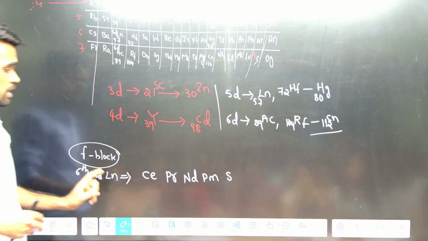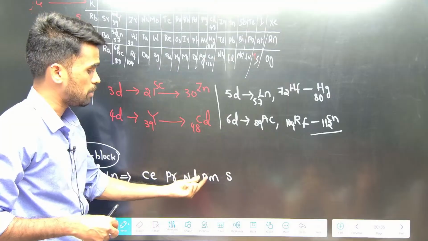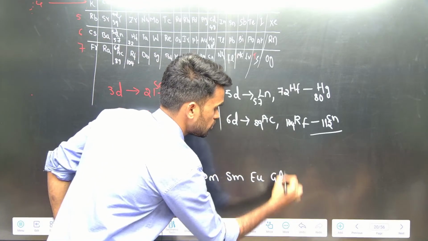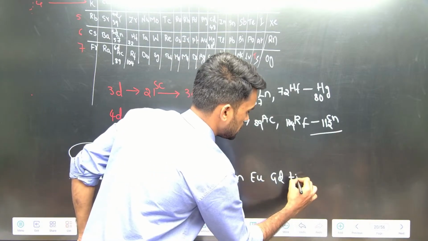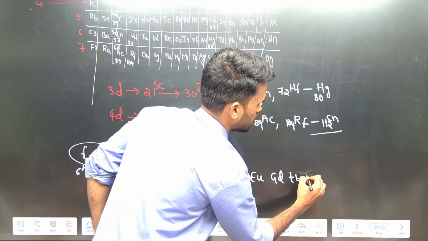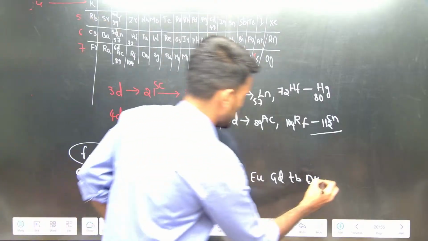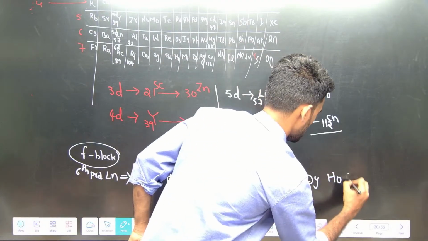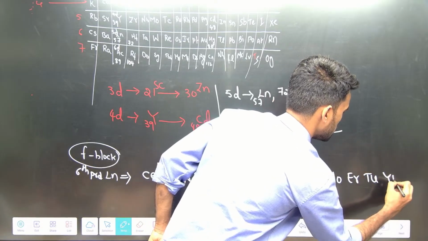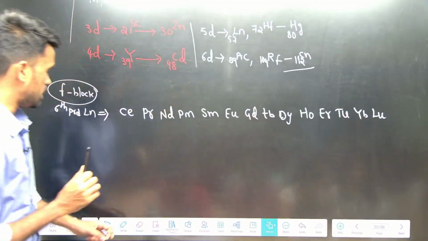Okay, now follow me here. So cerium, praseodymium, neodymium, promethium, samarium, europium, gadolinium, terbium, Tb, dysprosium, holmium, erbium, thulium, ytterbium, lutetium. Okay, see, either you remember this.